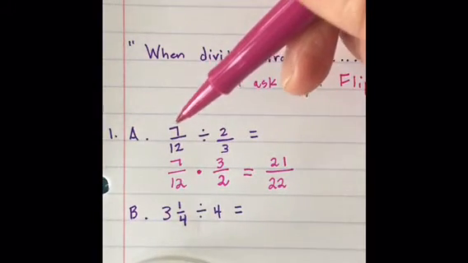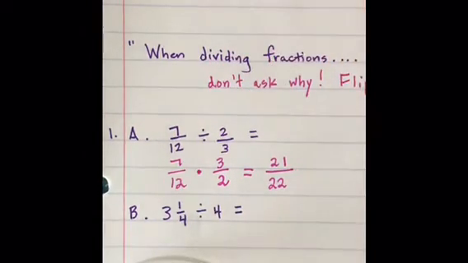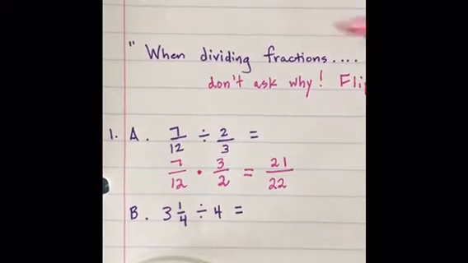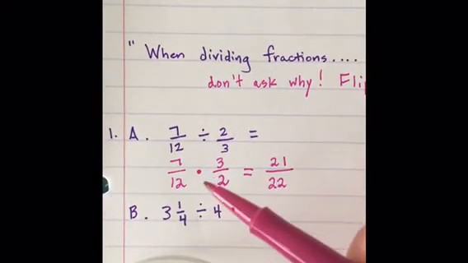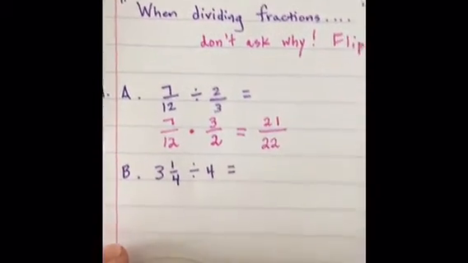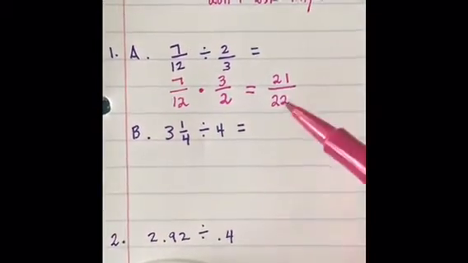we could not have easily said what 7 divided by 2 was. That was going to be a decimal number in our fraction. But if we flip that second sucker and multiply, we don't have to worry about that. So let's look at example B.